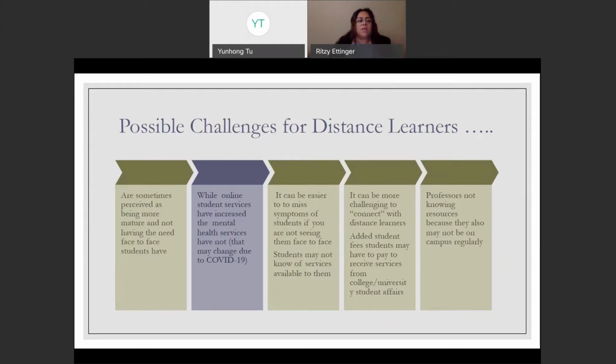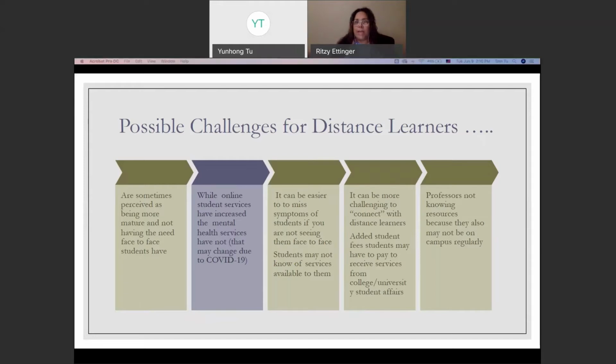But sometimes distance learners are perceived to be more mature. You know, hey, they took online learning. They probably got it. They probably know what to do. Or maybe there's implicit biases about maybe they're older. They should be more mature, right? While online learning has increased exponentially, what hasn't increased is the level of services to these students.